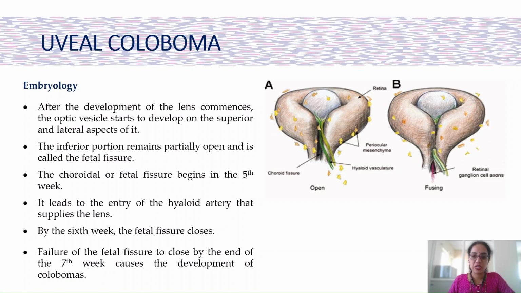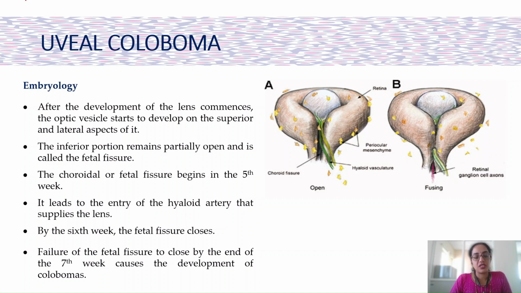So let us begin with uveal coloboma. The relevant embryology here is that when the development of the lens commences in early gestation, an optic vesicle starts to develop from the superior and the lateral aspect. This optic vesicle starts closing on itself, and it usually starts by the 5th week of gestation. By the 6th week, the fetal fissure closes.